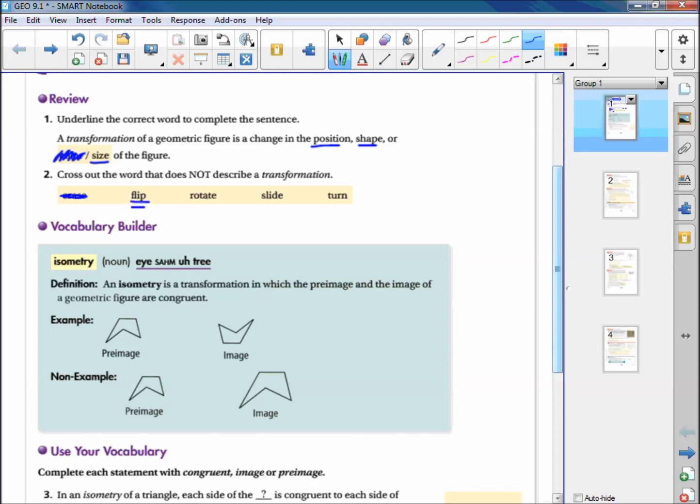We will flip it. That's called a reflection. We're going to rotate it. That's called a rotation. We're going to slide it. That's called a translation. And we're going to turn it. That's also a rotation.